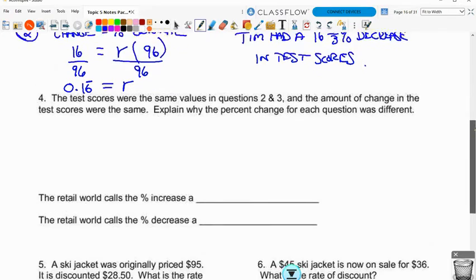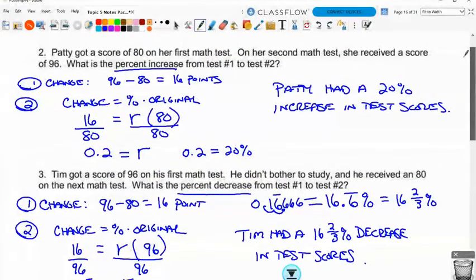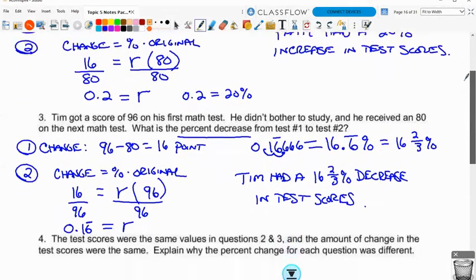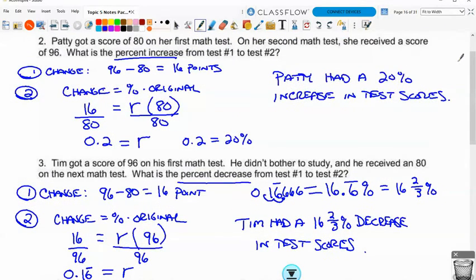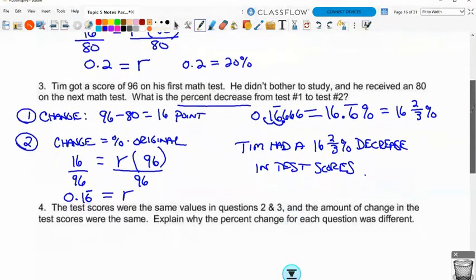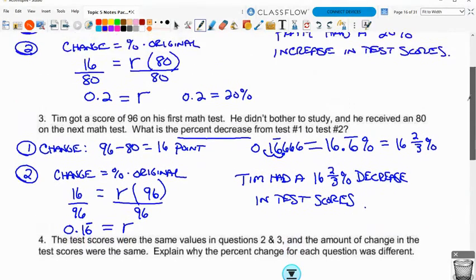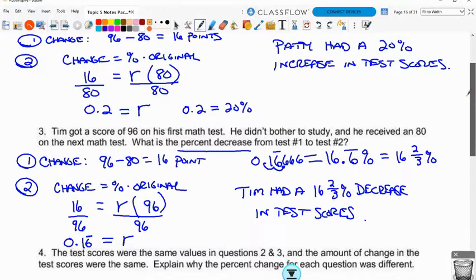Okay, notice that if we go back up, Patty had an 80 and a 96. Tim also had an 80 and a 96. Okay, so they had the same test scores. Patty had a 16-point change. Tim had a 16-point change. So their amount of changes were the same, but the percent changes were different, all right?